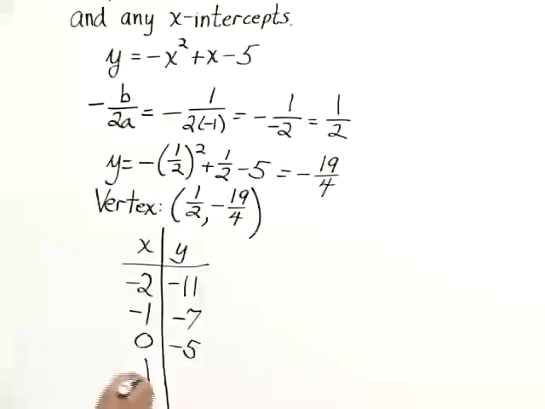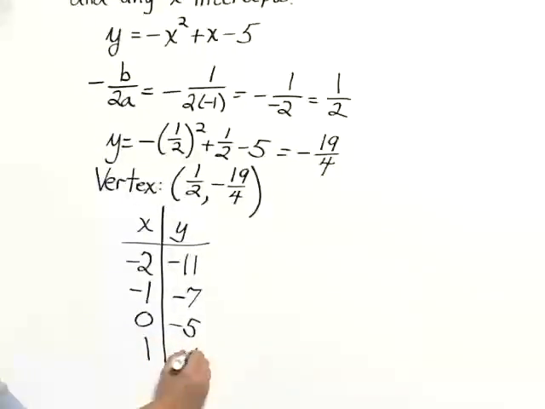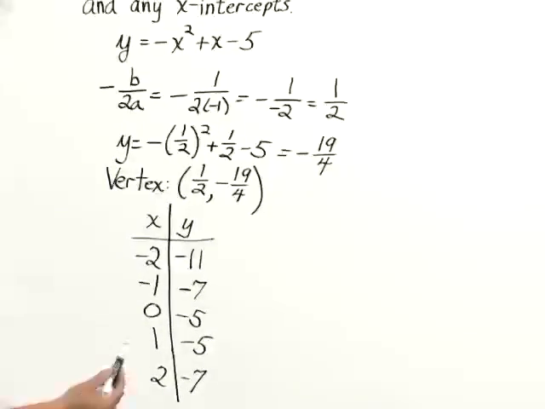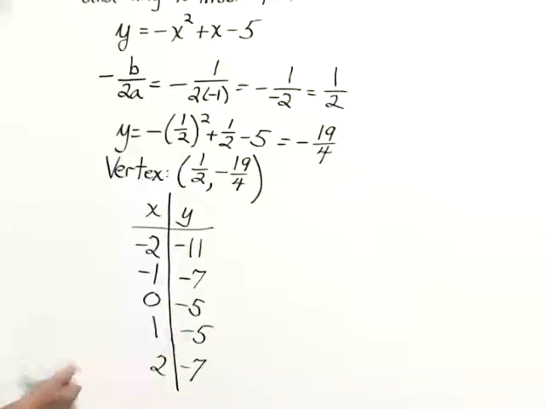And a couple more values. When x is 1, y is negative 5. And when x is 2, y is negative 7. And this gives us 5 more points that are on the parabola, and this point here will be the y-intercept.